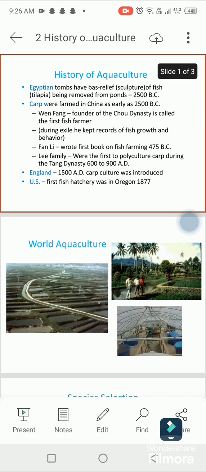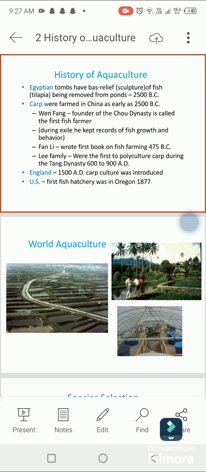Lecture number 2. History of aquaculture. Egyptian tombs have bas relief sculpture of fish, tilapia, being removed from ponds. Carp were farmed in China as early as 2500 BC.